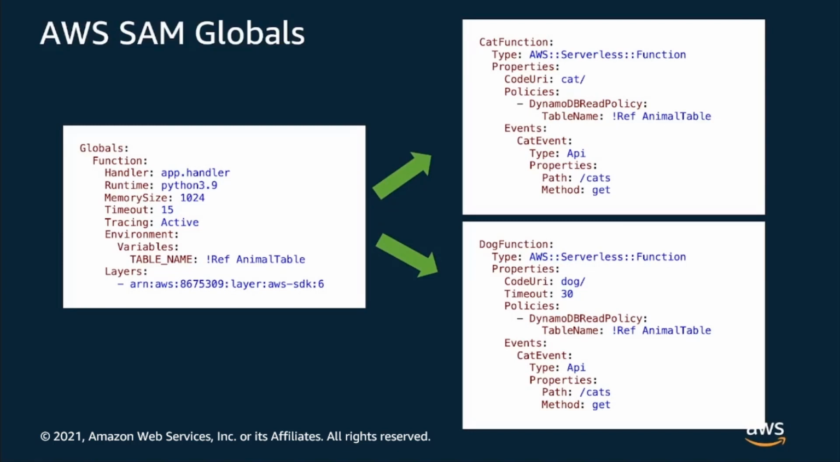You can do API, you can do function, and in the function section, I can say every function in this template will have a handler of app.handler. Every function will have a runtime of Python 3.9. Everyone will have a memory of 1024, timeout of 15 seconds, and so on and so forth. And then you can see the cat function is much shorter and the dog function is much shorter. However, notice in the dog function, I have a timeout of 30. And I can do that because the local parameters will override the global parameters. So I can set them by default in the globals, override them at the specific function. And so I have flexibility to set this up.